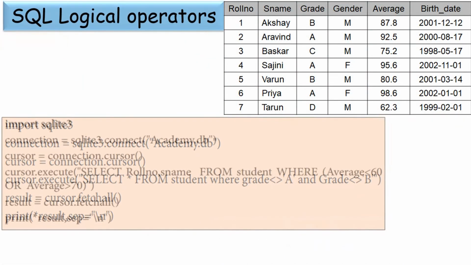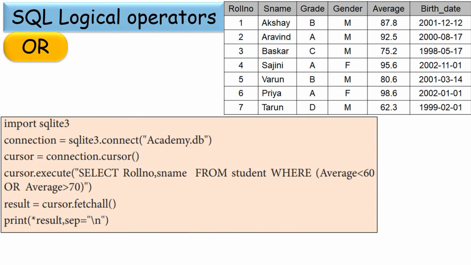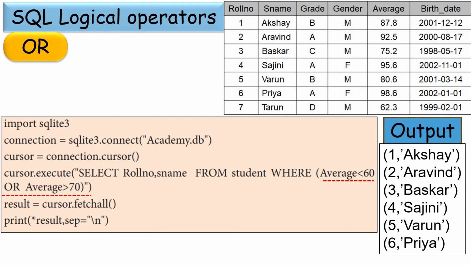Next, I will show you an example using the OR operator. Select roll number, sname from student where average less than 60 or average greater than 70. The output of this example is as follows. The roll numbers and names of the students whose average is less than 60 or greater than 70 are printed.